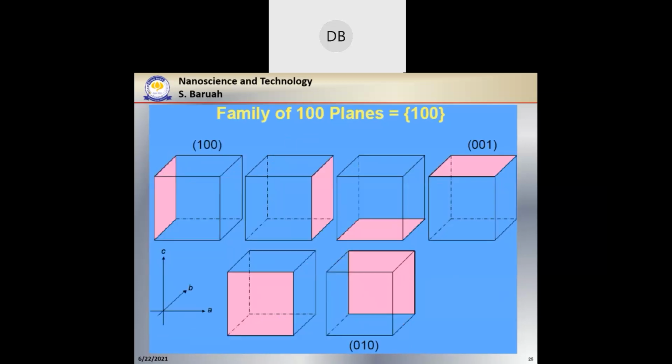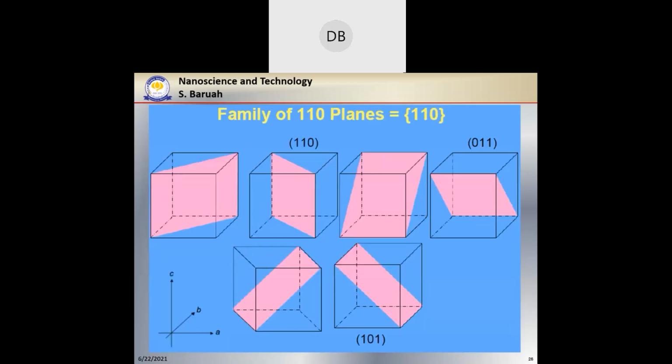But it doesn't necessarily have to be that the 100 planes and the 001 planes are the same as far as the spacing of the atoms is concerned. Here, for the simple cubic, it will be the same, because all the edges are of the same length, because it's a cube. But for other crystal structures, the 100 planes have separate spacings compared to the 001 planes. So that's how we classify them into different families.